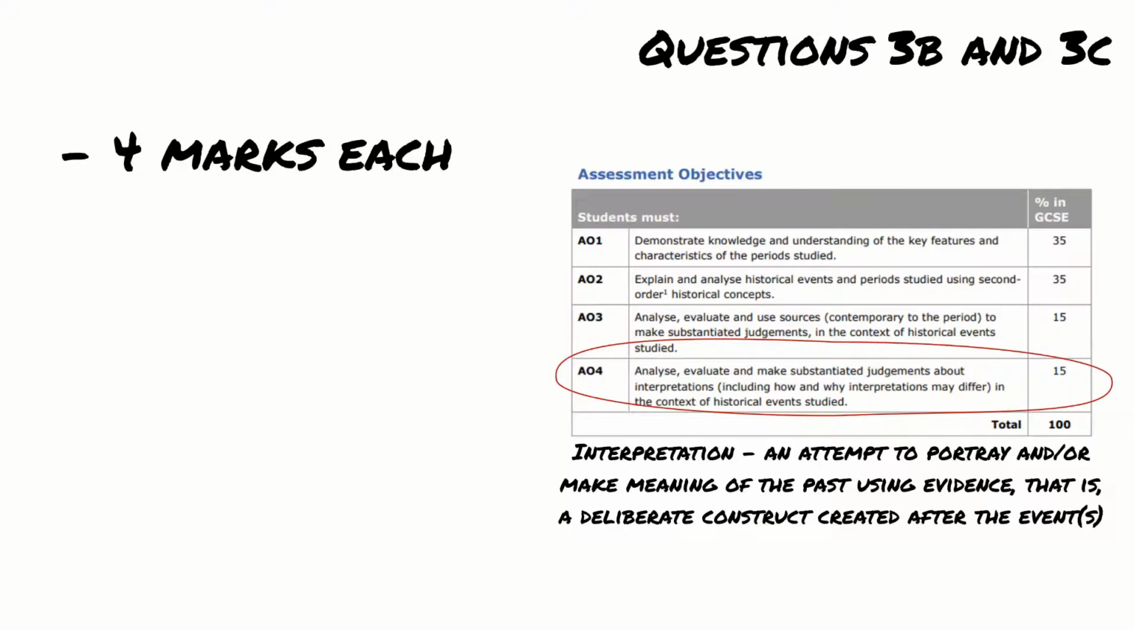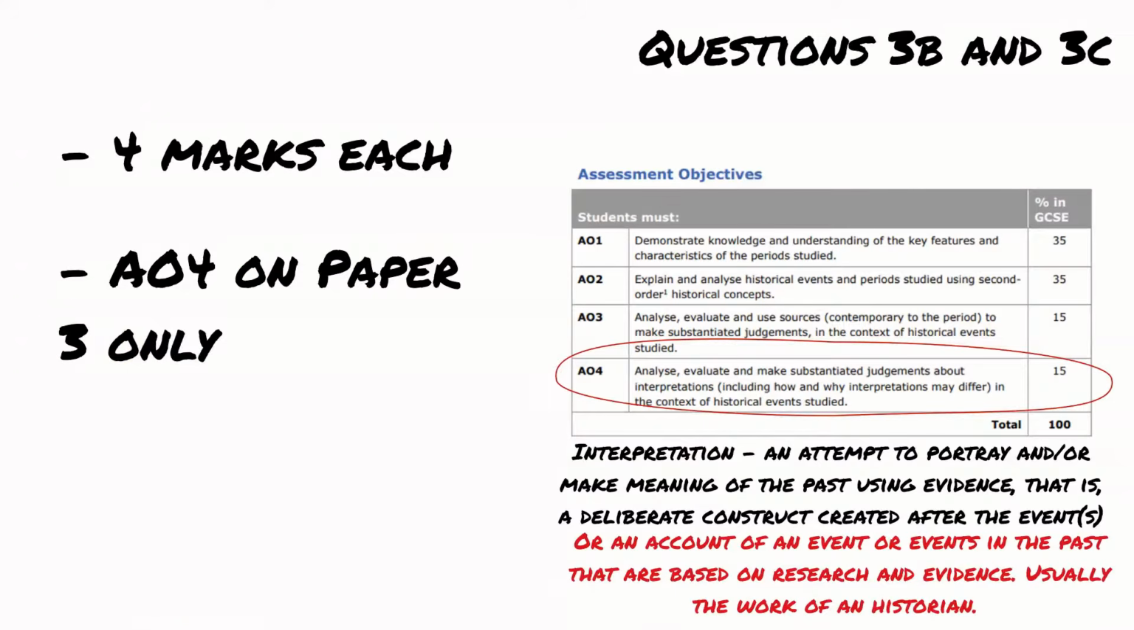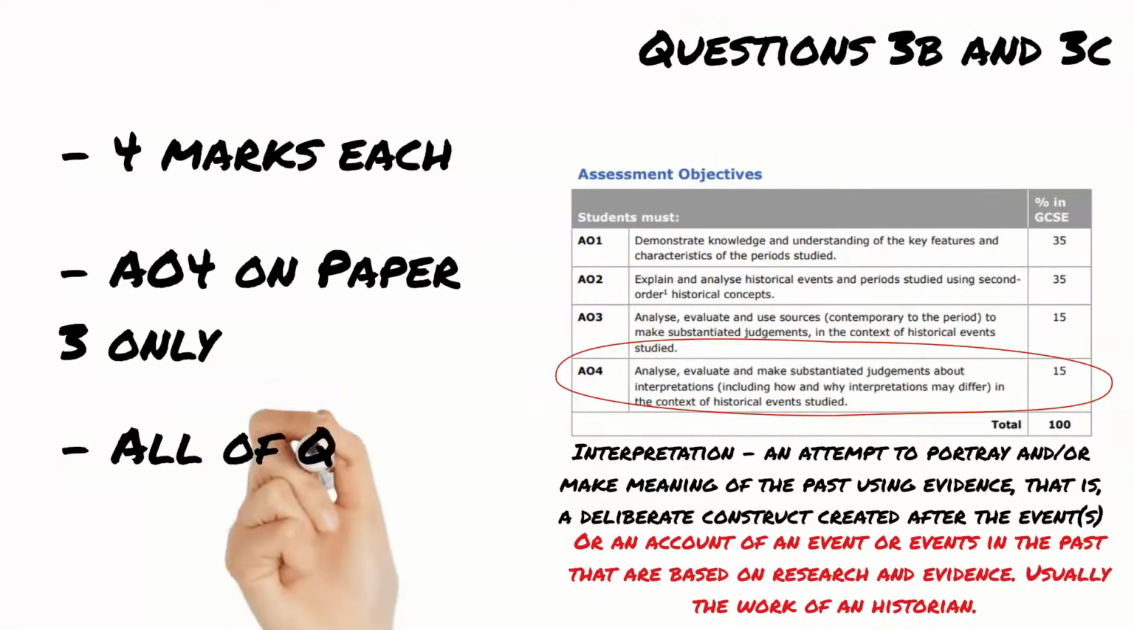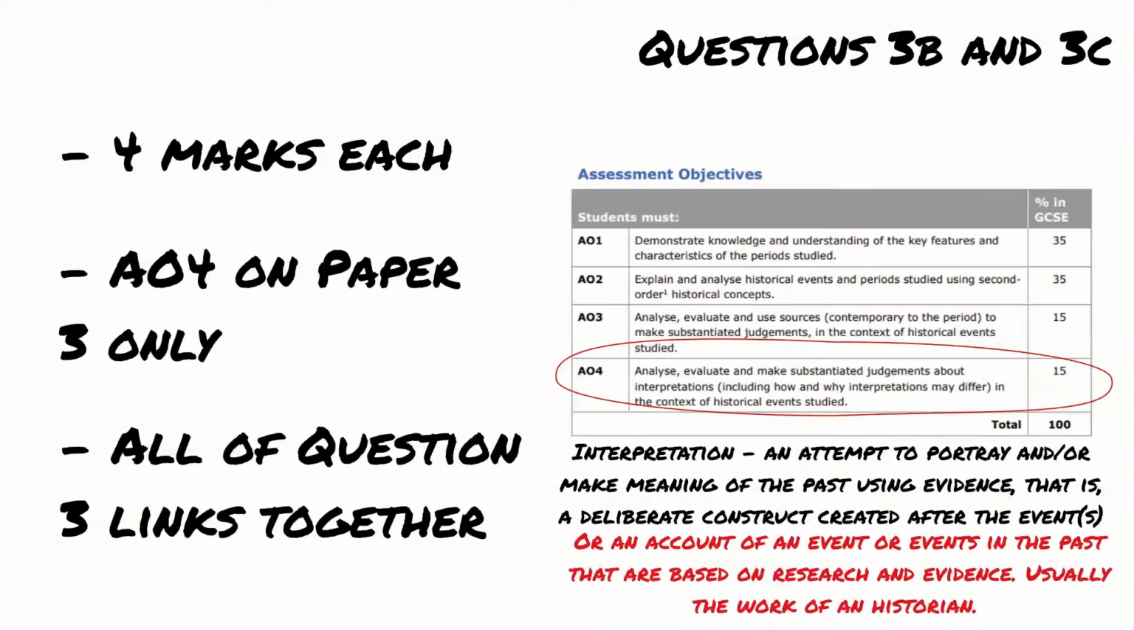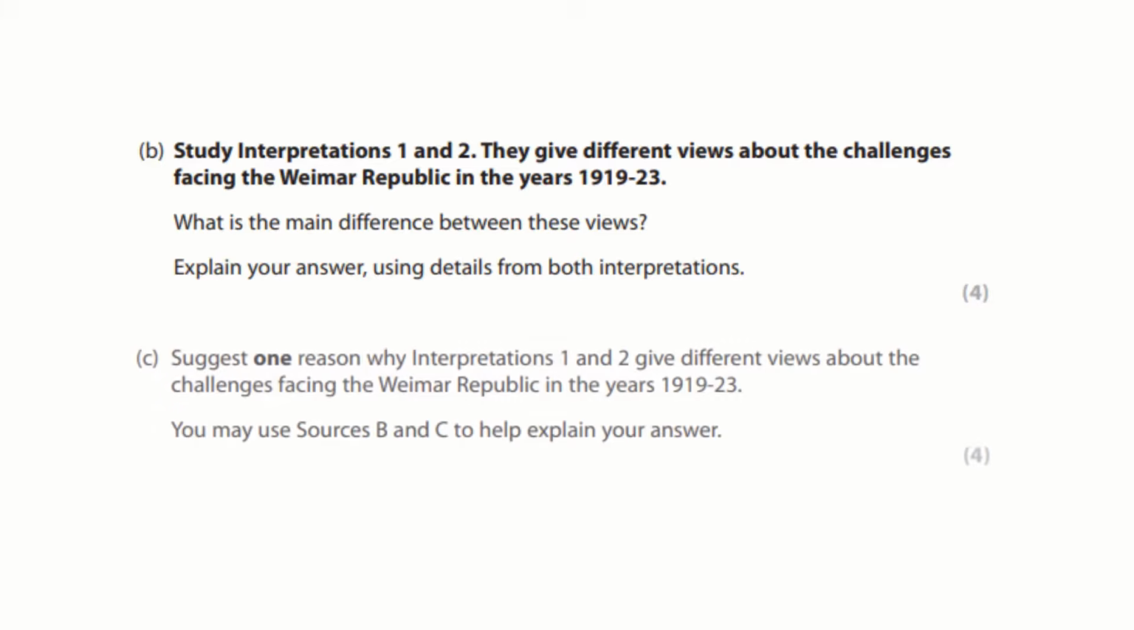So in more simple terms, they are an account of an event or events in the past that are based on research and evidence. They're usually the work of a historian. Paper 3 is the only paper in which you have to analyse interpretations, and it can seem a little daunting at first, but I promise you it's a lot more straightforward than it seems. All of question 3 is linked, so I'm going to be carrying on with the same question I started in question 3a, so you can see how it all links together. So let's start by looking at the questions so we can get an idea of what is required.